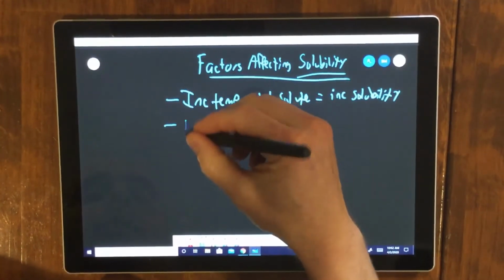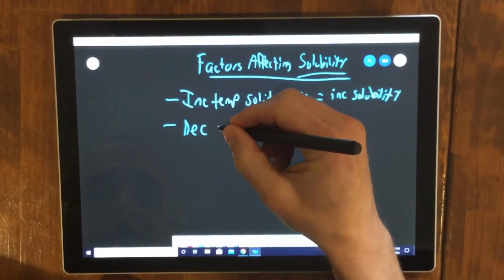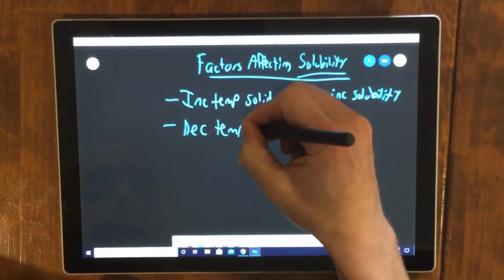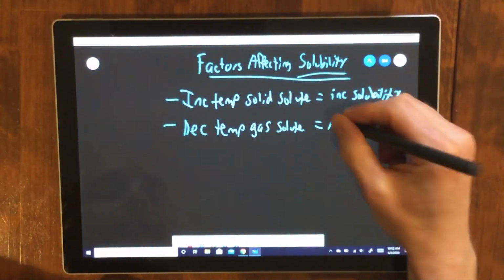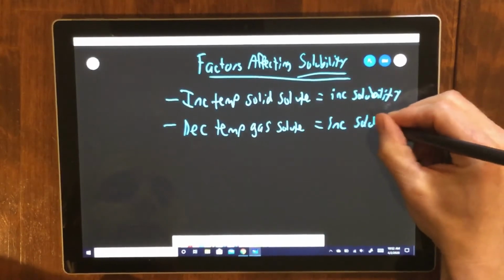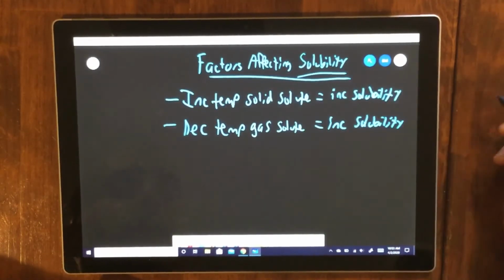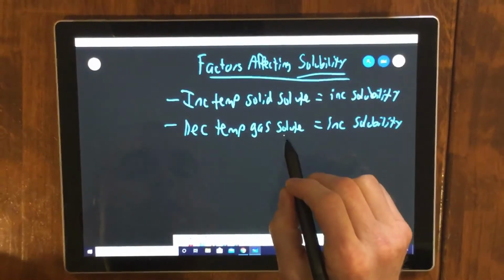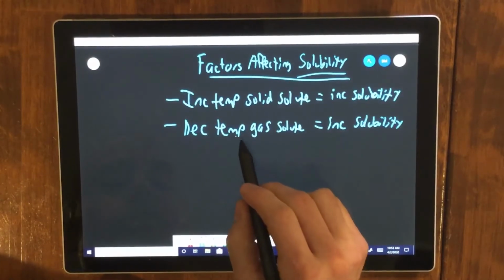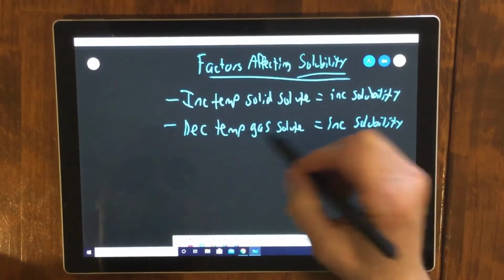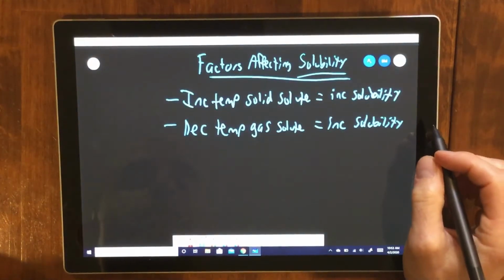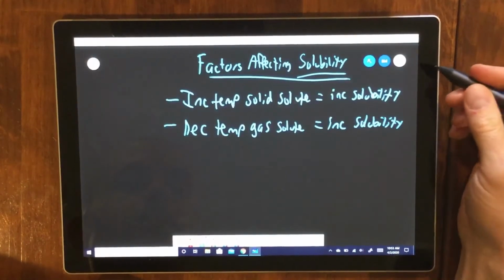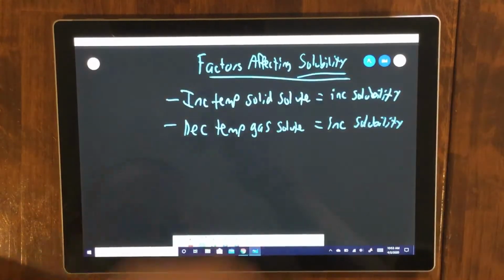But if you want to do the opposite, if you decrease the temp on a gas solute, that's going to increase the solubility of the gas. So gases want to be cold. That's the opposite. If I decrease temp, and we talked about Table G with all this the past couple days, that increases solubility.